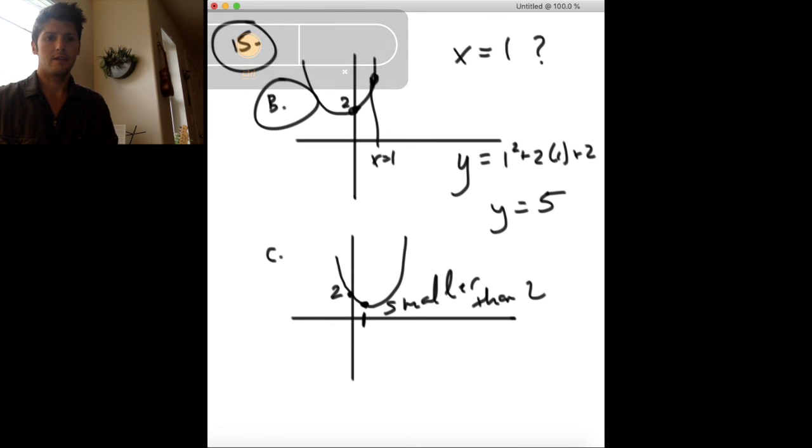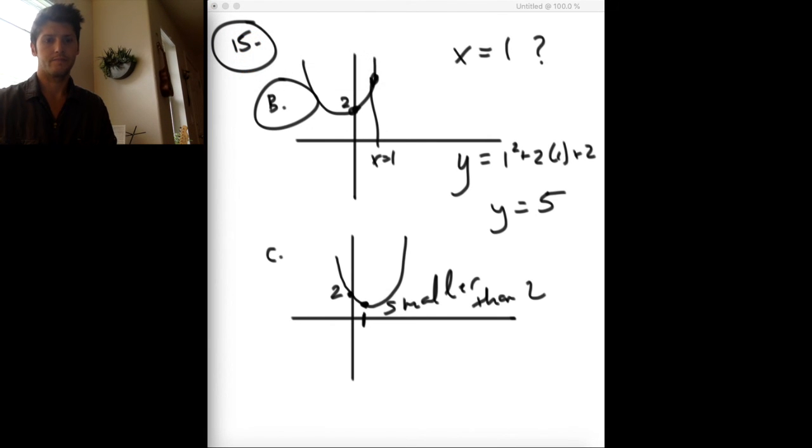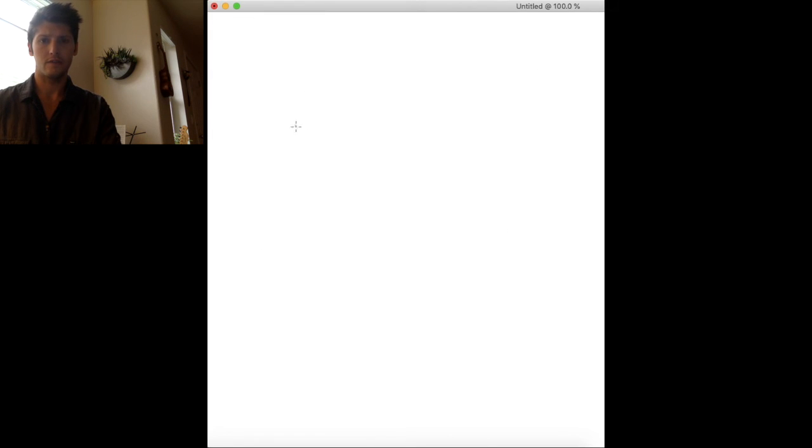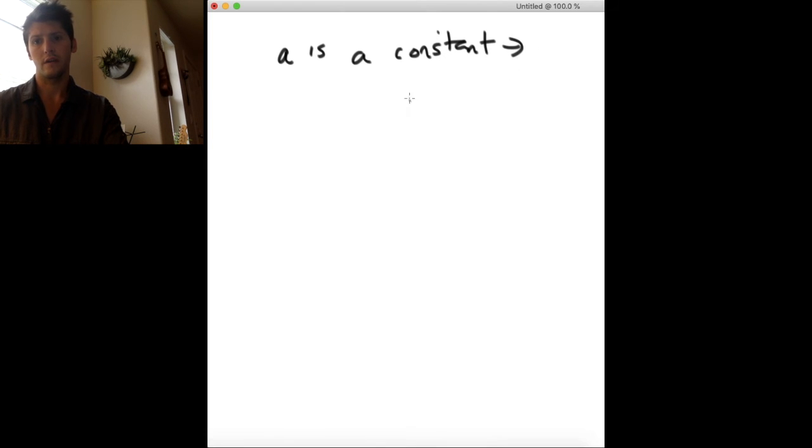All right, so on to the grid-ins. 16 is about just knowing that this phrase, a is a constant, means a is a number. That looks confusing. A is a constant means it's a number. Just a fixed, unchanging number. A equals a number that doesn't change.